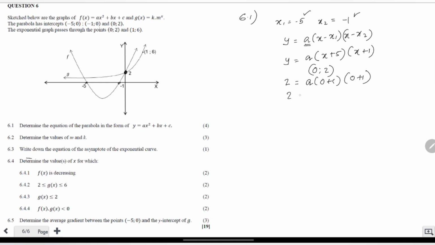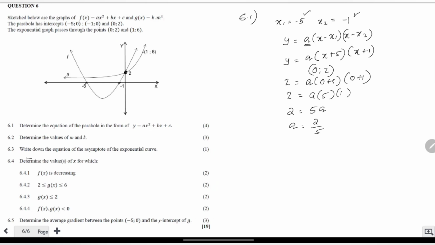How do we get it? 2 is equal to a times (5)(1). So 2 is equal to 5 times 1, which is 5, so this side is 5a. Therefore a is equal to 2 divided by 5. We get it, 2 divided by 5. Is it clear? So a is positive. We already know that a is positive because this graph is a happy one, isn't it? So a is positive and we got it positive.